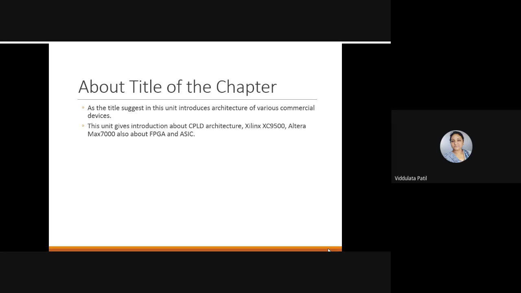Okay. So about the title of this chapter. As the name of this chapter suggests, in this unit we are going to introduce the architecture of various commercial devices. Okay. And this unit gives you an introduction about CPLD architecture, then Xilinx XC9500, Altera Max 7000, and also it will give you an introduction about FPGA and ASIC. Okay. So write down about the title of the chapter.